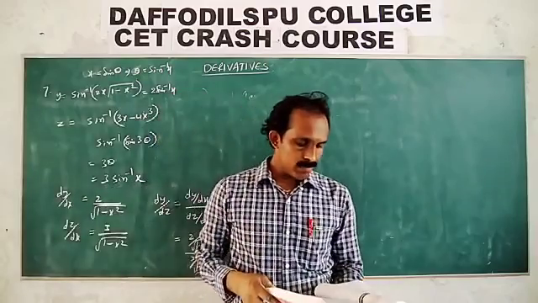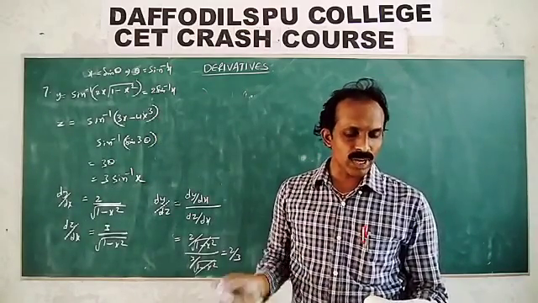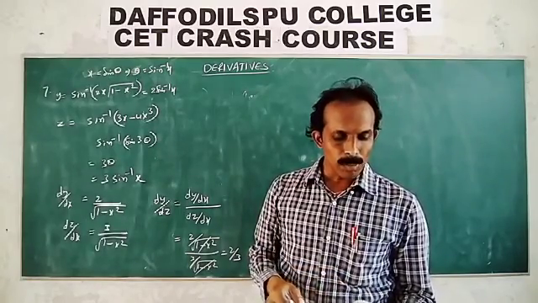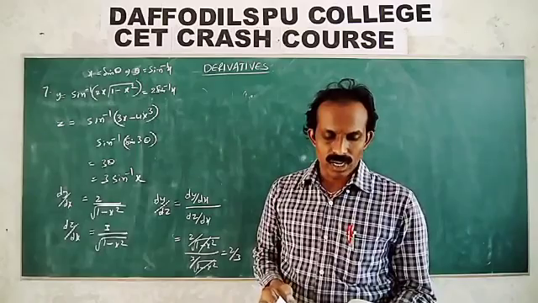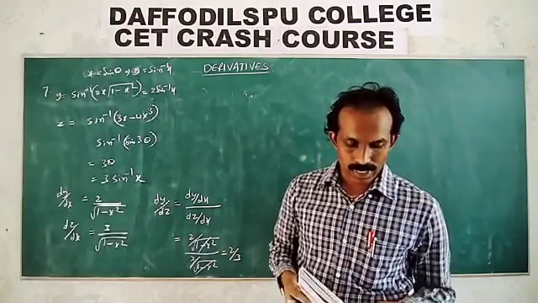The 8th one you try. The 9th also, just that one: ax minus y, apply the uv formula, and at x is equal to 0, equate to minus 3 and find the value of a, right? 10th question.